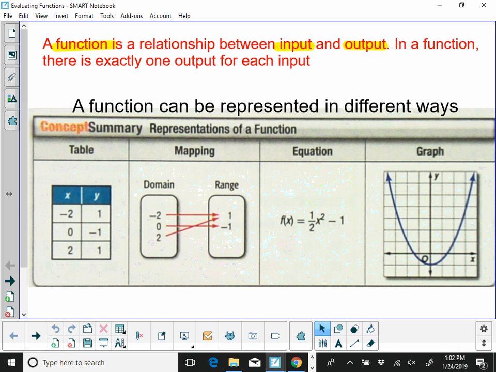Okay, a function is a relationship between input and output. In a function, there's exactly one output for each input. Some of y'all have done functions before, whether you realize it or not. How many of y'all are familiar with something called the pencil test or the vertical line test?